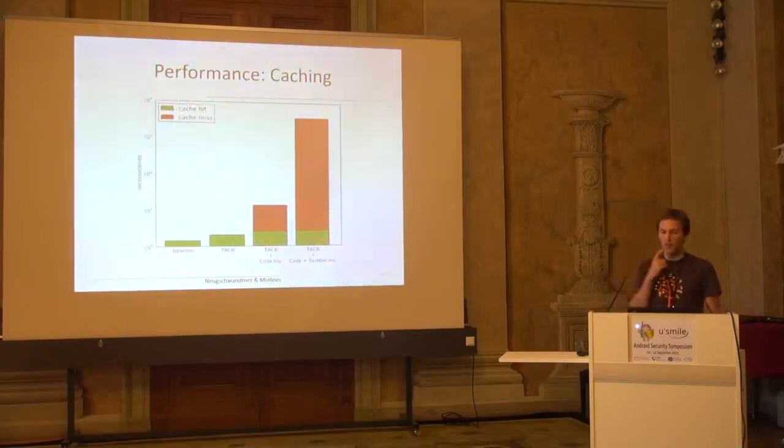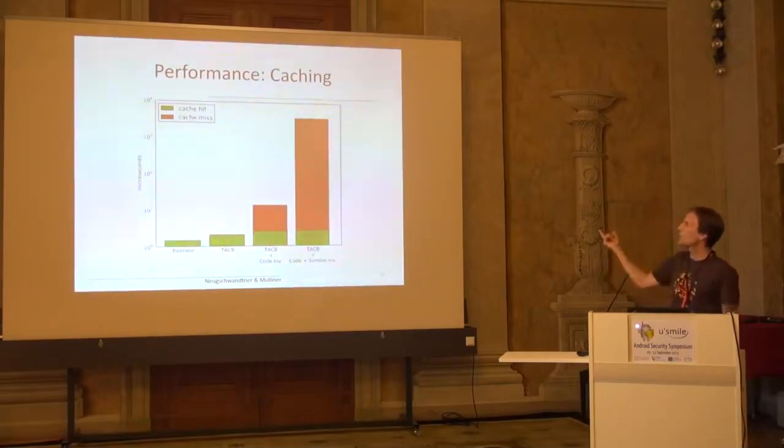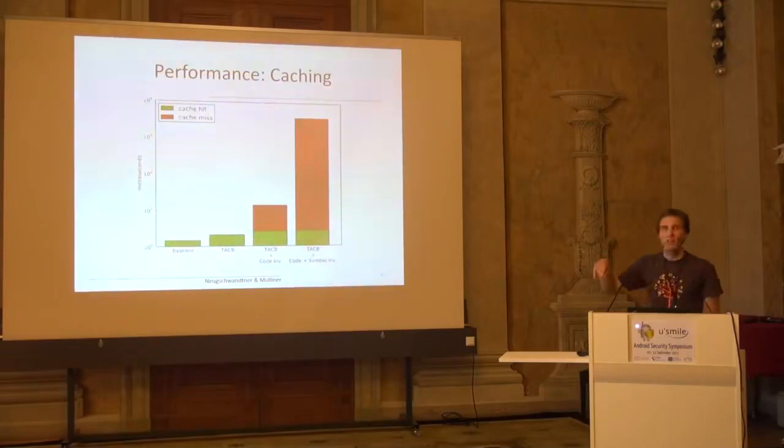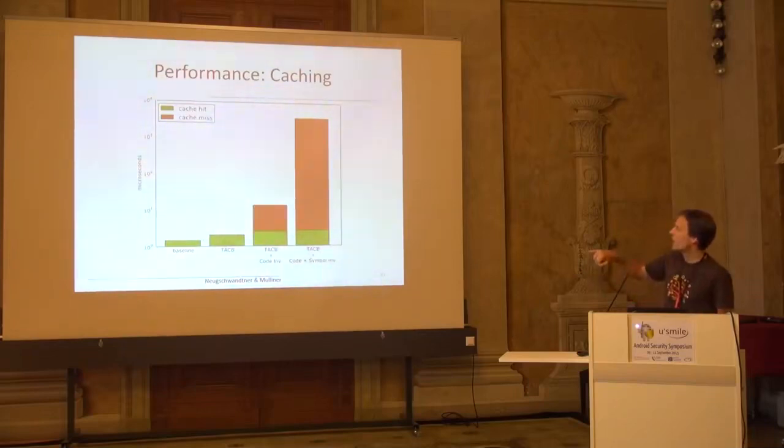This graph shows how vital caching is to the whole thing. The red bars show how much the overhead would be, and this is on a log scale, if we did not have caching. But as soon as the caching for the code points kicks in, our overhead is significantly lower. So whenever we have a cache hit, it's actually not that bad.